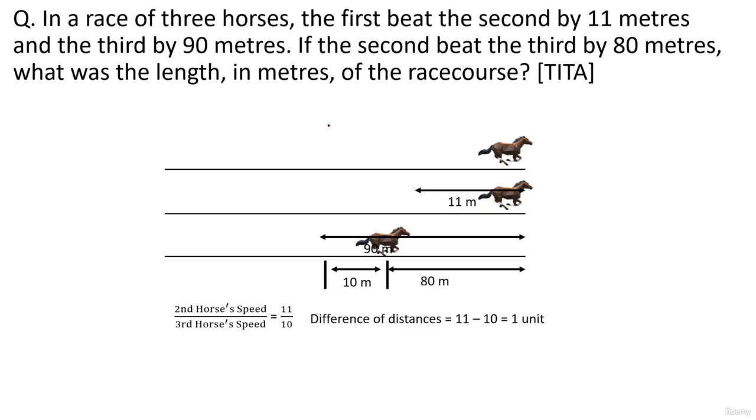What is the difference in these two values? The difference is 1 unit. That corresponds to nothing but 80 meters, because the second horse is beating the third by 80 meters. So 1 unit corresponds to 80 meters. What is the value of 11 units? 11 units means the distance the second horse will completely cover with respect to the third. So 1 unit corresponds to 80, and 11 corresponds to your answer, 880 meters. It's as simple as that.